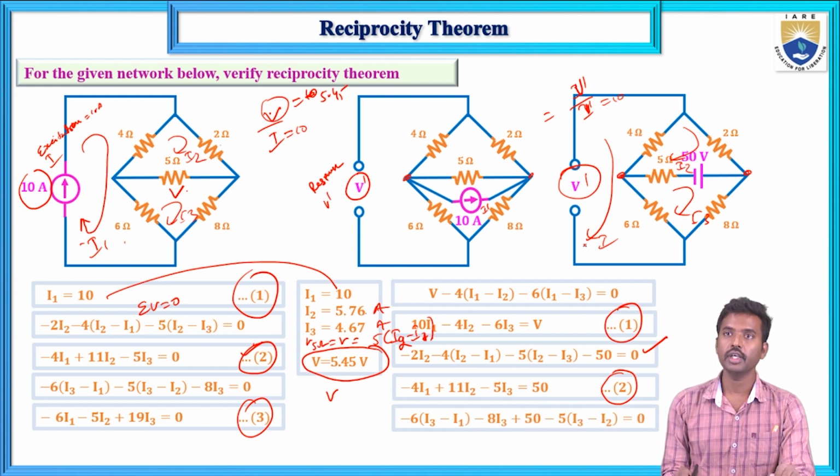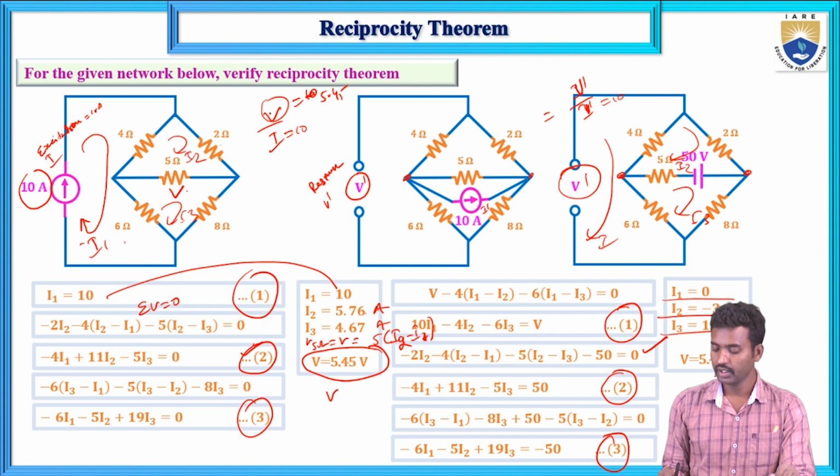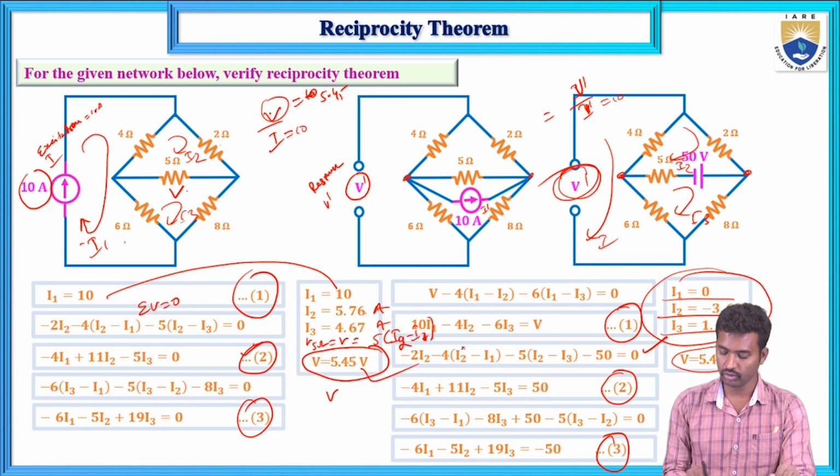Now the third mesh equation: 5 into (I3 minus I2), 8 into I3 and 6 into (I3 minus I1). That equation is minus 6 I1 minus 5 I2 plus 19 I3 equals minus 50. If you solve these three equations, you will get I1, I2 and I3. Here we need this response voltage, which is 5.42, almost the same as the earlier one.